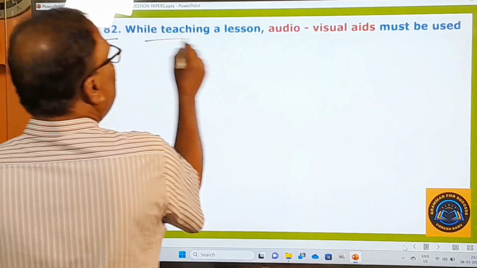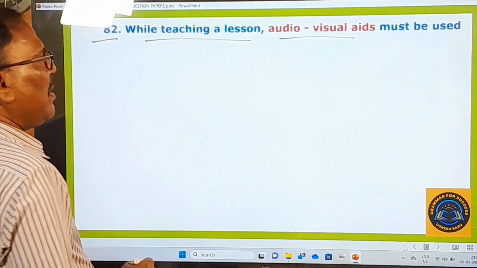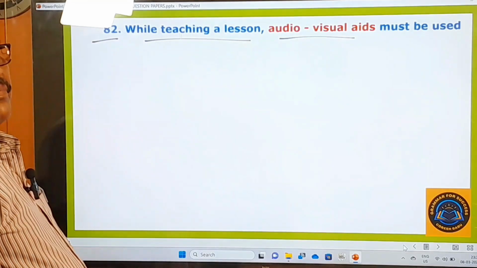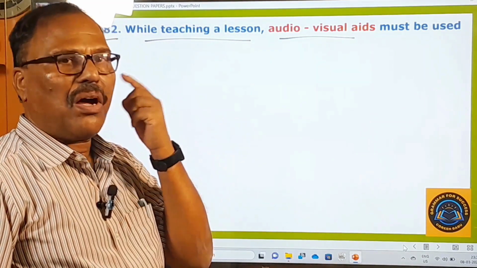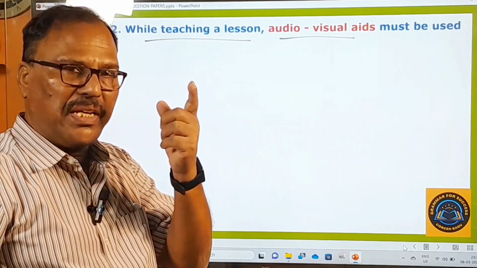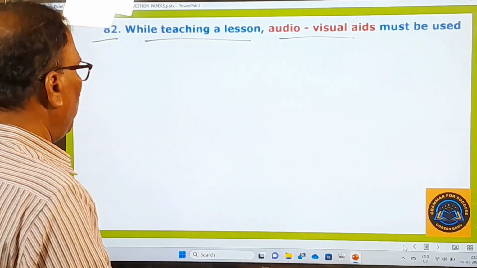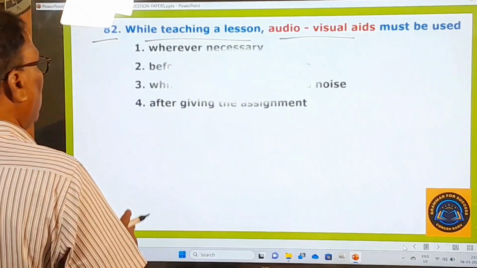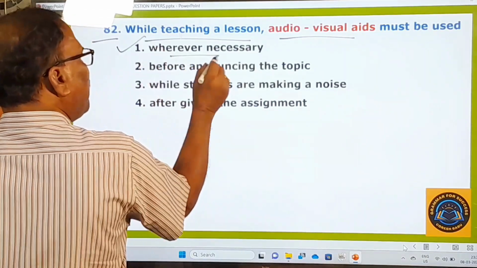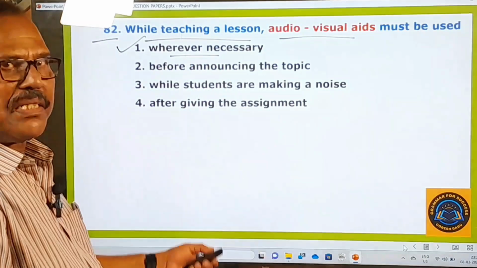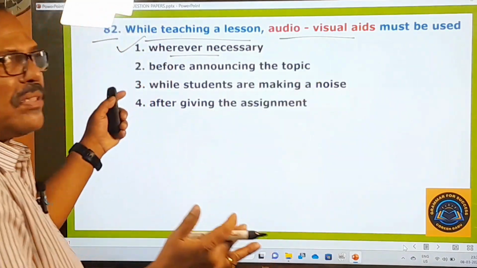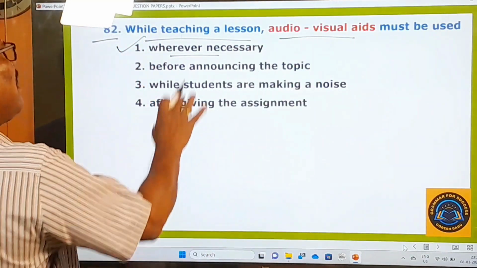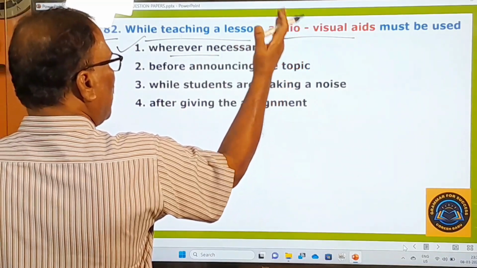82nd one. While teaching a class, audio visual aids must be used. While teaching, the teacher uses audio visual aids. Audio means listening. Visual means seeing. Okay, audio visual aids must be used. When? Let us look at the options. Wherever necessary. Yes, that's very important. Wherever they are necessary, the teacher must use these audio visual aids and not as she pleases. Wherever necessary, the teacher uses these audio visual aids.